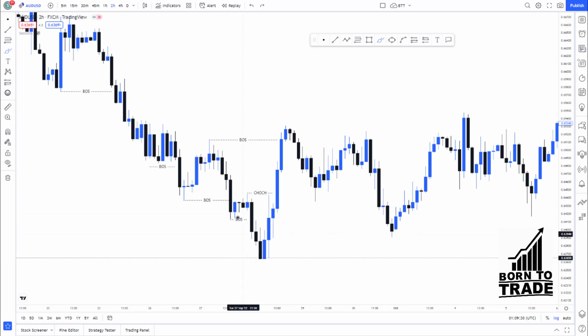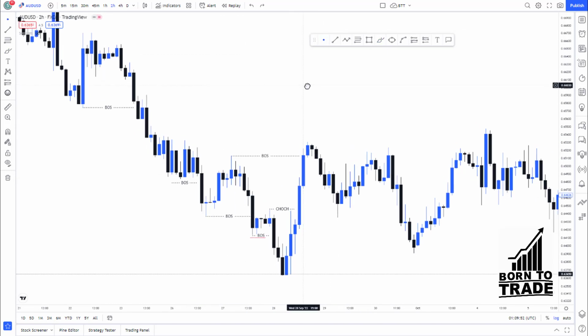And what can we see from here? After price broke below this low, you see price pushing higher right now, breaking above this lower high. So when price broke above our lower high, it tells you that price is about to change direction. This is what we call a change of character.